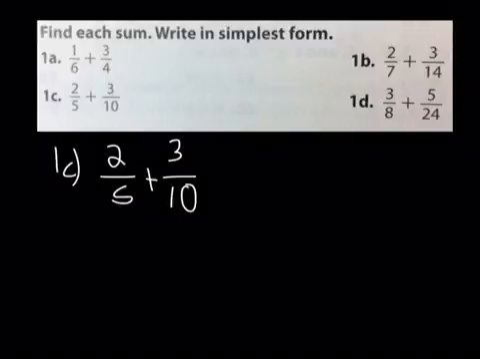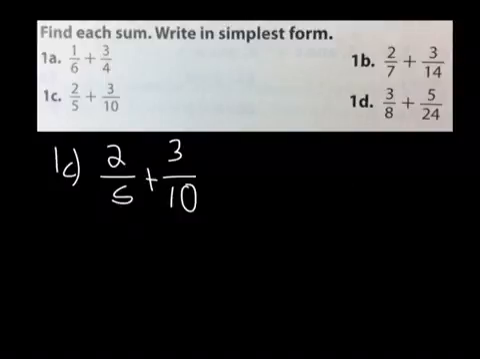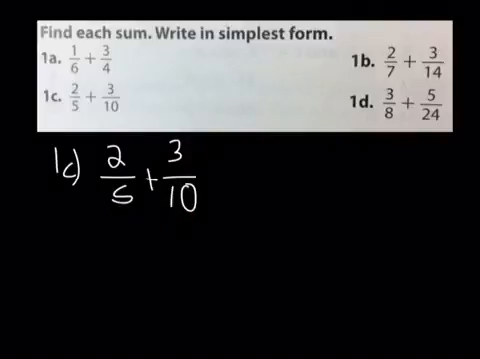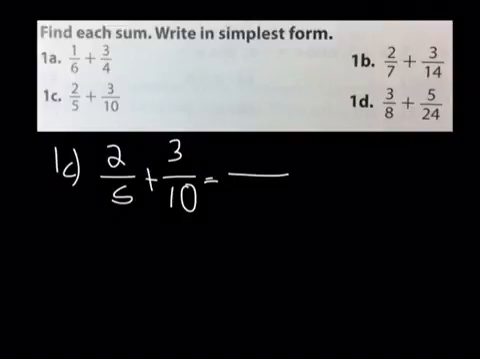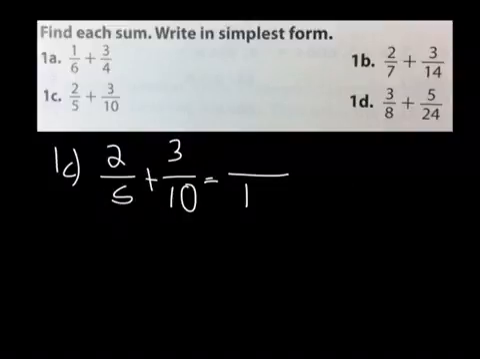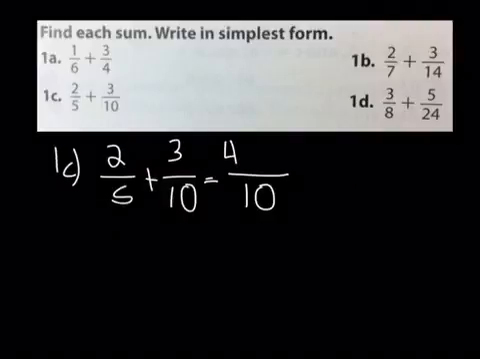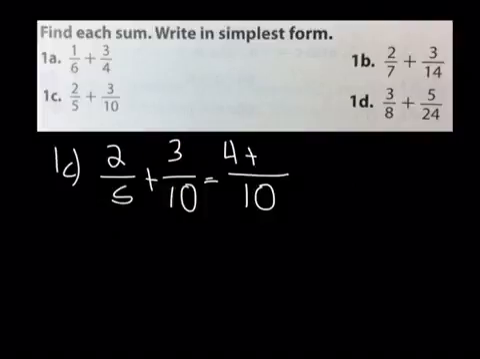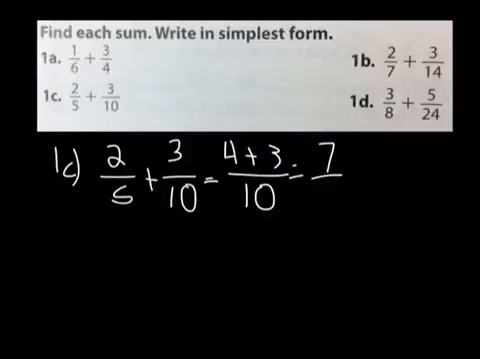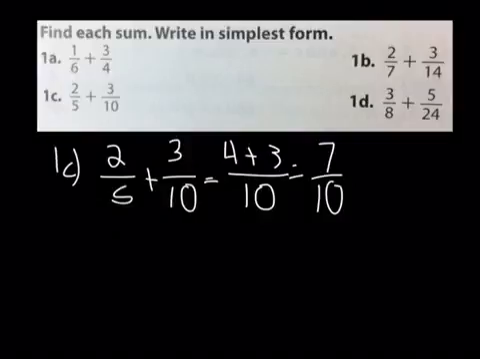Okay, here's c. We know that the least common multiple between these two will be 10, because you can count by 5's. When you count by 5's, you get 10, and when you count by 10's, the first number is 10. So 10. What did I do to the 5? I doubled it, so I must do the same to the 2. I get a 4. And I didn't change this 10, so I don't change this 3. So I go ahead and just add it, and I get 7/10. And that's simplified already.